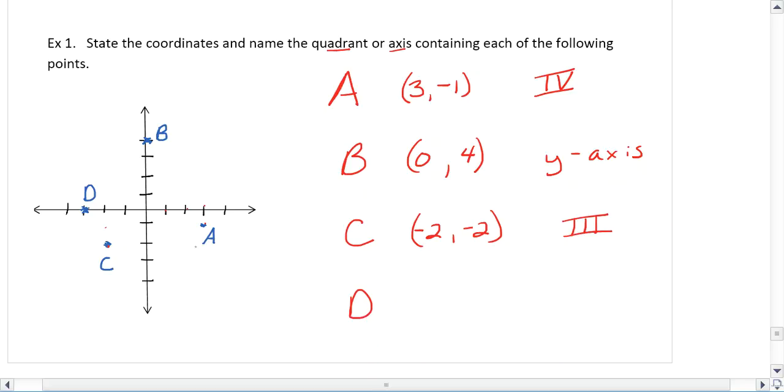Next we look at point D, which is located in the negative direction, 1, 2, 3, and it's not going up or down at all. So it's just -3, 0. It is not in a quadrant either. It is sitting right on the x-axis.